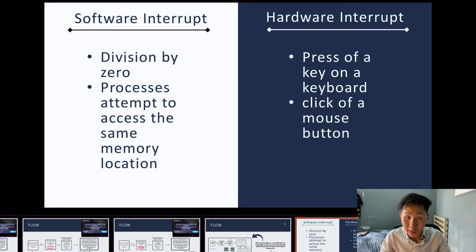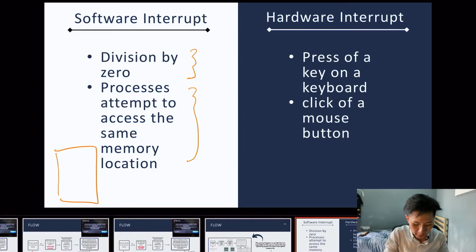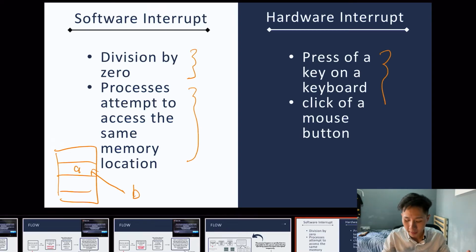For interrupts, you also need to know how to differentiate between software interrupts and hardware interrupts. A software interrupt happens, for instance, with a division by 0, or when a process attempts to access the same memory location: if there is information there and you try to use this location to store another piece of data, it will show you a software interrupt. Hardware interrupts could be the press of a key on the keyboard or even the click of the mouse button.